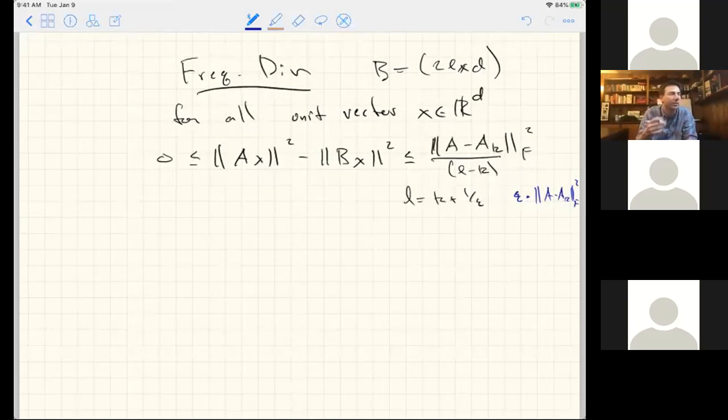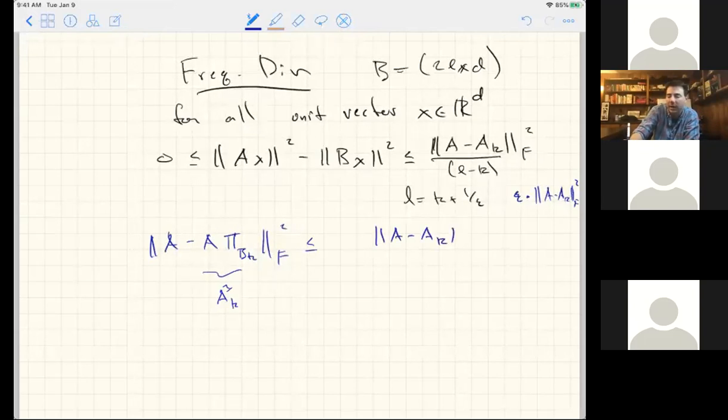You can say some other error guarantees as well. I can also look at A minus A times the projection onto the best rank K approximation of B. So I take the best rank K approximation from B, remember that B is slightly bigger than L, and I project A onto there, then I look at the error that's left. So this is my guess. If I go back and project onto the vectors I found, this is approximately A_k. How is it similar to A minus A_k?